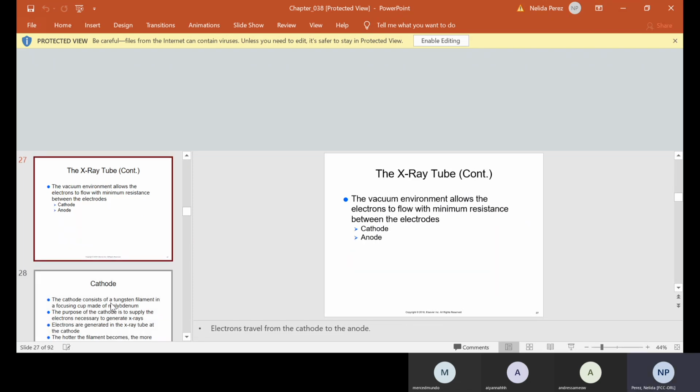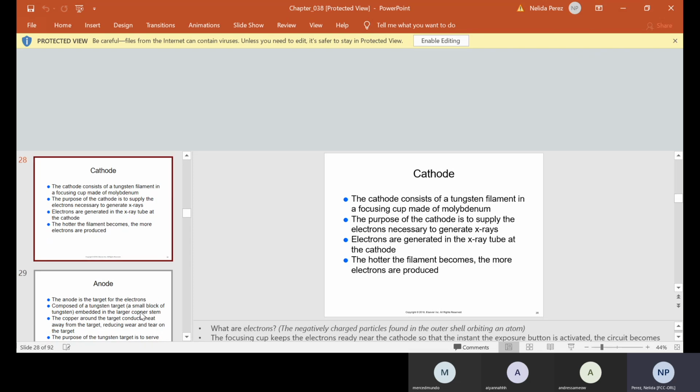The vacuum environment allows the electrons to flow with minimum resistance between the electrodes, and I mentioned to you the cathode and the anode. The cathode consists of a tungsten filament in a focusing cup made of molybdenum, and the purpose of the cathode is to supply the electrons necessary to generate x-rays. Electrons are generated in the x-ray tube at the cathode. The hotter the filament becomes, the more electrons are produced.